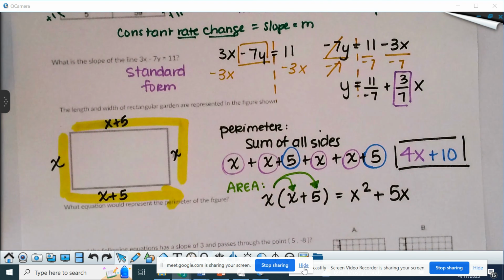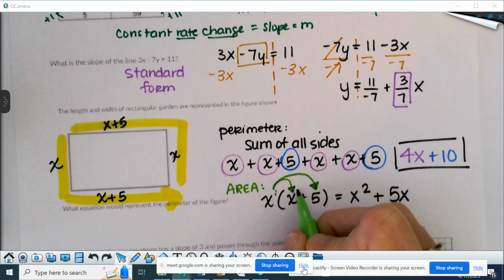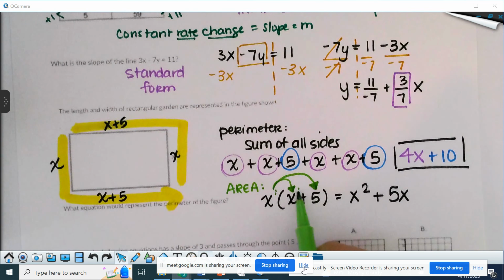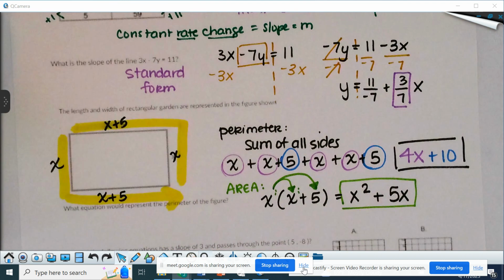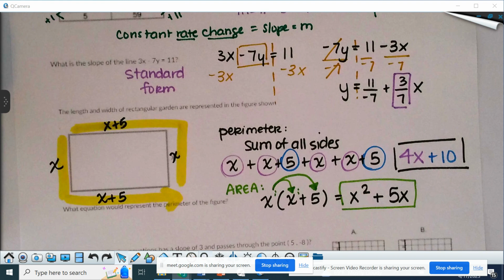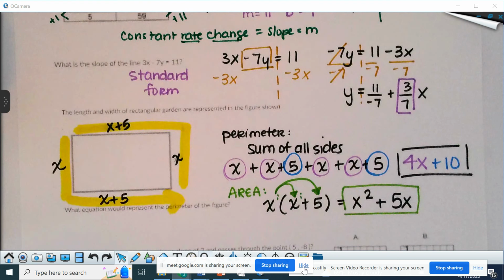So that would be like the laws we were doing last week. X times X, that would be the imaginary 1 exponent, imaginary 1. And when you multiply, you add them together. So this would be the area of that shape had they asked for that. And I believe that answer was in the multiple choice section for that. And I did see a couple people select it. So perimeter is just adding all the sides together. Area would be multiplying two sides because it's a rectangle.